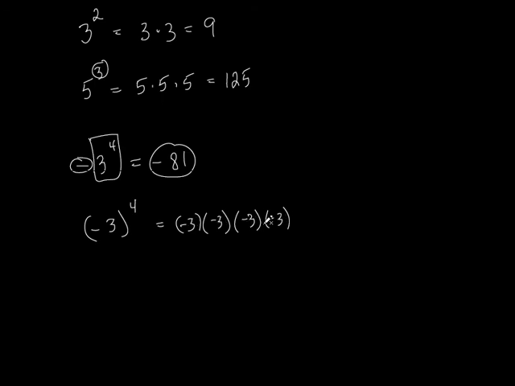If you have 4 negatives, an even number of negatives always gives you what when you multiply? A positive, right. If you pair them up, it's always positive. If you have an odd number, you always get a negative, okay? So this right here, there's 4 of them, that's positive, so it's going to be positive 81. So that's positive 81. You see the difference?